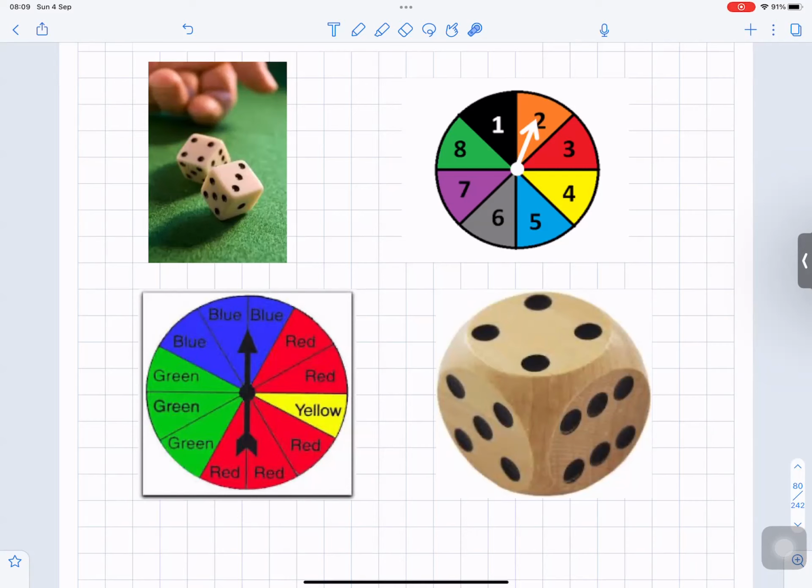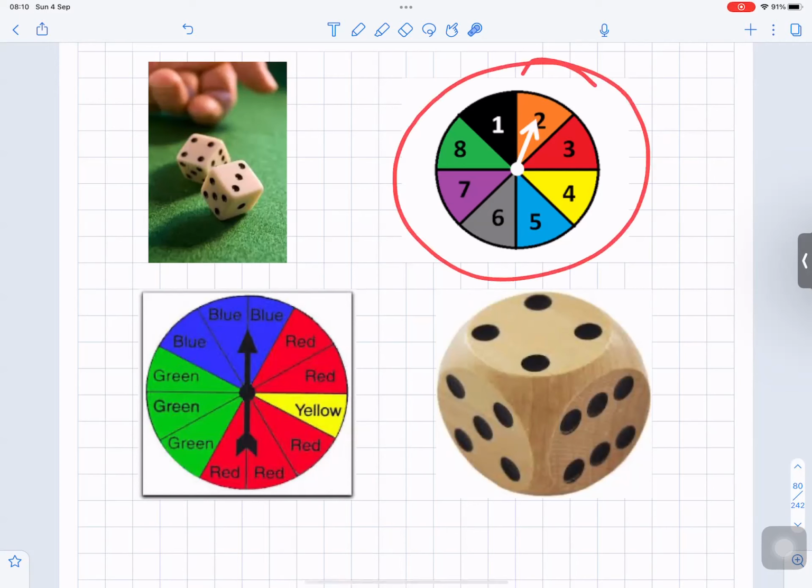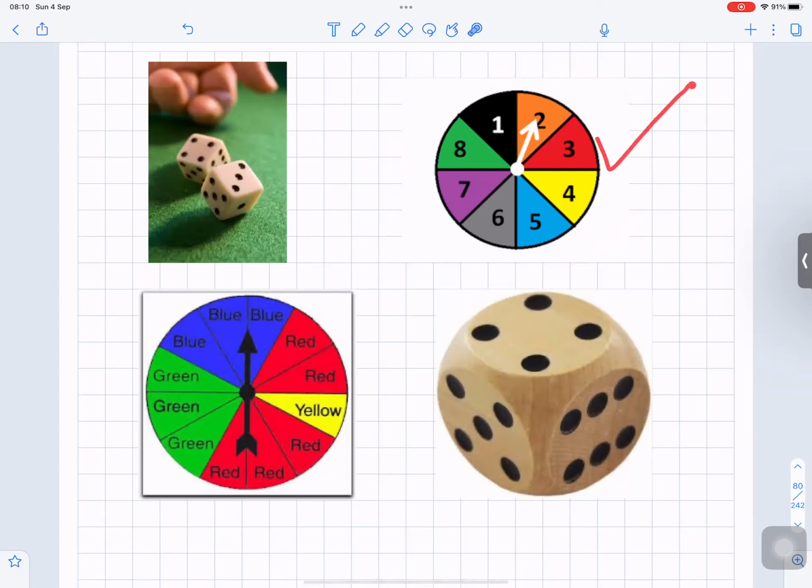A sample space is the set of all possible outcomes. So everything that is possible. So for this spinner, all the 8 numbers are equally likely. So that's the sample space. And for this one, all the different colors are equally likely.